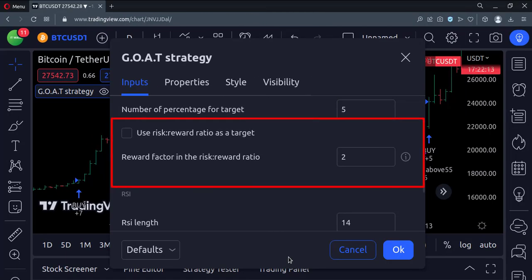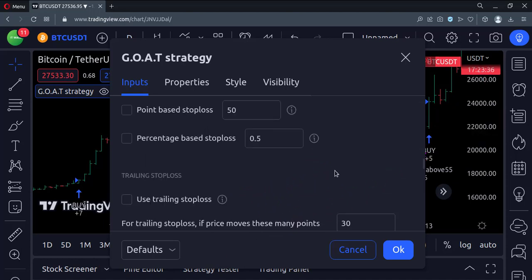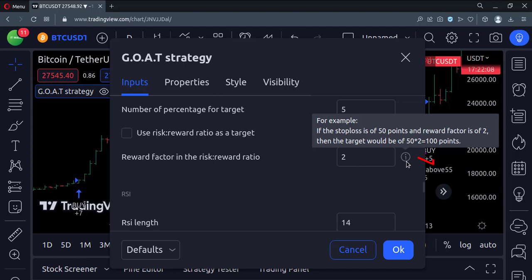Then we have a special risk-reward based target criteria. This is how it works. If the reward factor is set to 2 here, then the target value for a long trade would be 50 multiplied by 2, which is 100 points. But where does this 50 value come from? Again, it comes from this point-based stop-loss criteria. This option need not be selected, but this value will be used by the risk-reward target mechanisms anyway. Similarly, for a short entry, the target would be the same.